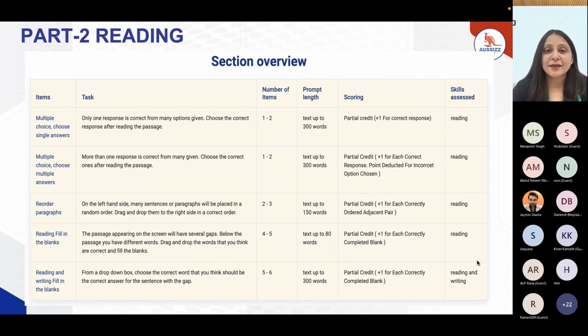Let's check the next part, the reading section. This is your part 2. Part 1 was speaking and writing. Part 2 is the reading section. Again, there are 5 tasks: multiple choice single answer, multiple choice multiple answer, reorder paragraph, reading fill in the blanks, and reading and writing fill in the blanks. Some tasks are integrated, some are standalone, some are high scoring, and some are low scoring. We'll check it in a while.